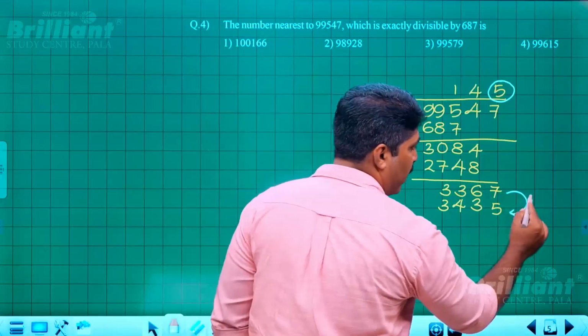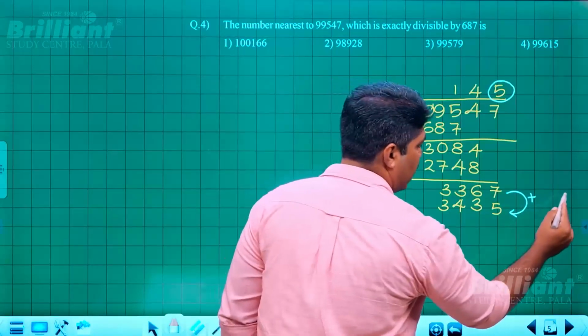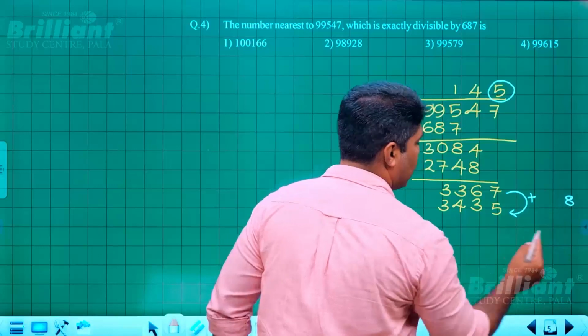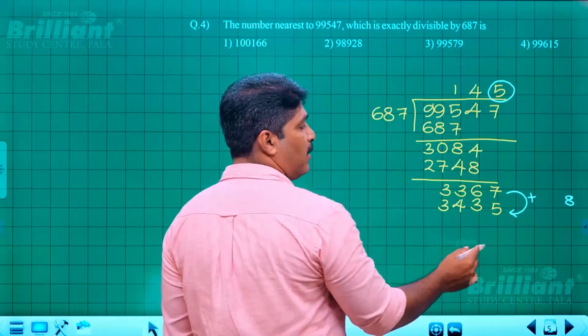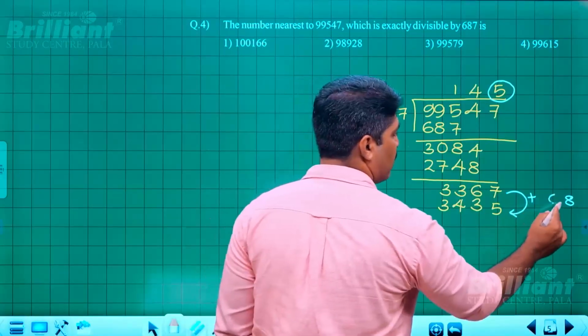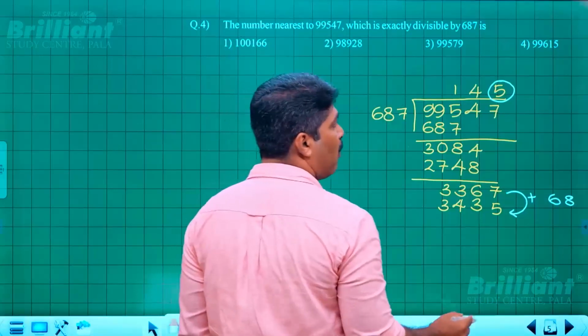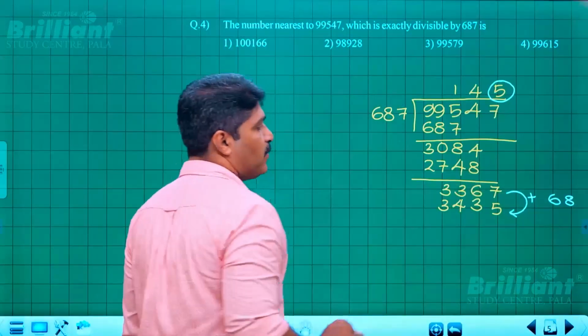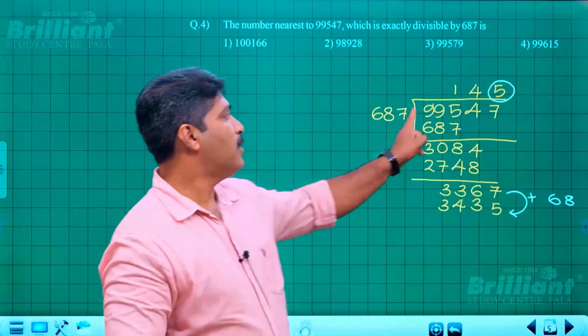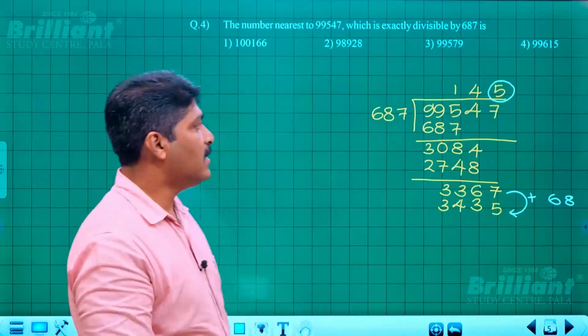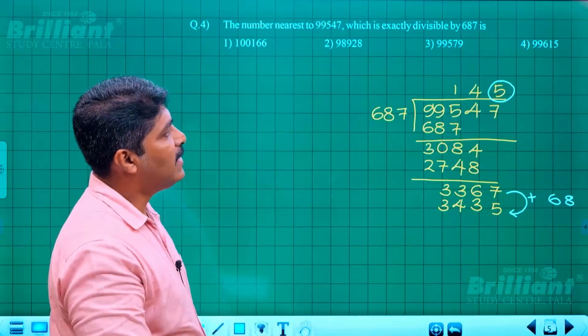How much do we have to add? Good. So here we know that 8 plus 7 is equal to 15. Clear? So 7 plus 6, 13. So we have to add this value 68 to this number to make it a multiple of 687.